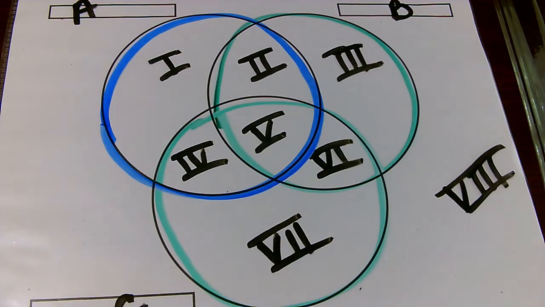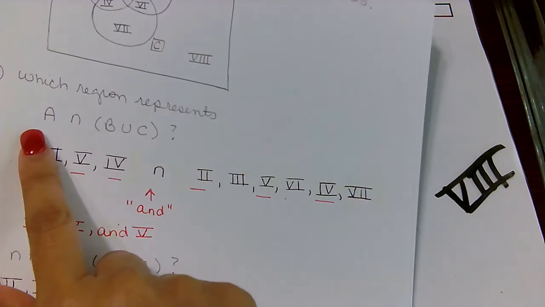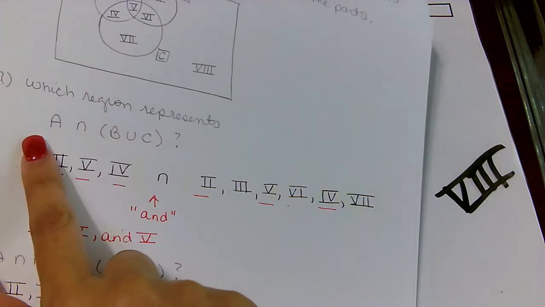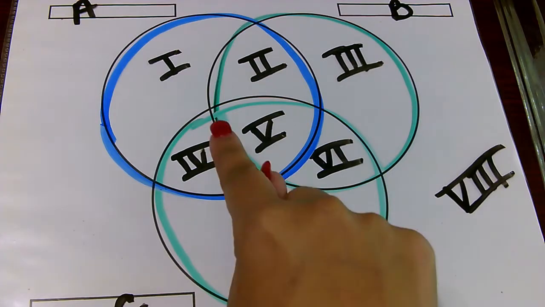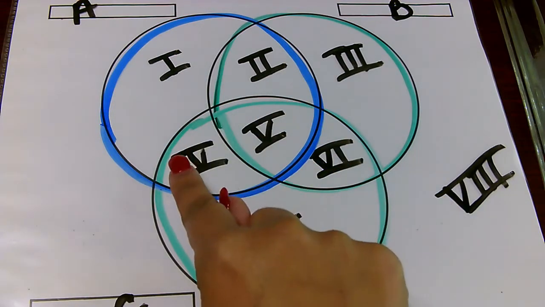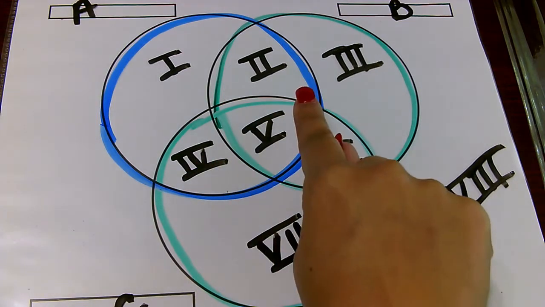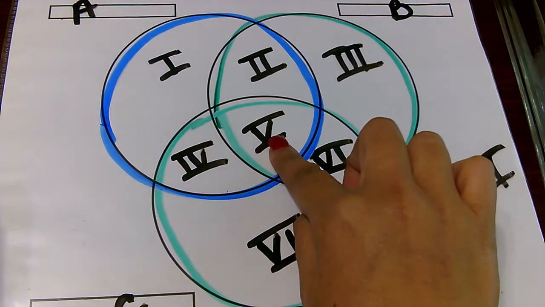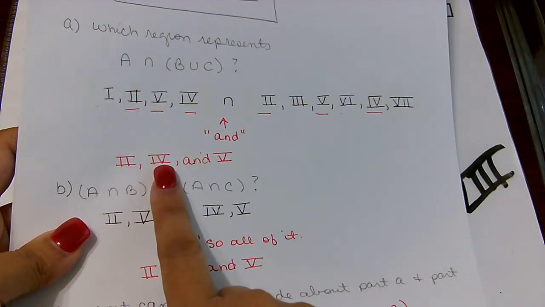By using another marker, I can say, all right, I need A and I need B or C. So if A is in a blue marker and B or C is in a green marker, I'm going to want the circles that are covered by both. If I look here, this section right here is colored by both a green and a blue. So here we have the answers of regions 2, 5, and 4, which is what I have here. 2, 5, and 4.